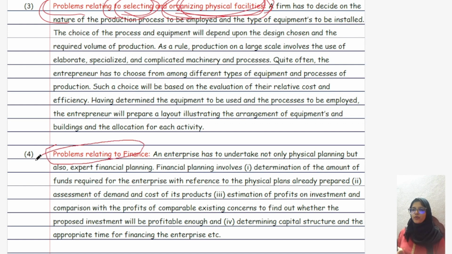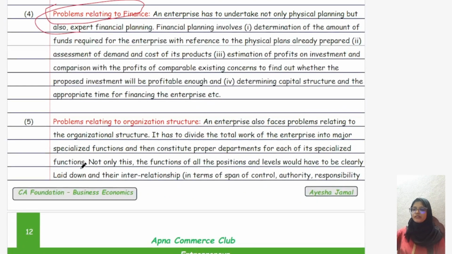Then we have problems relating to finance. Problems relating to finance are nothing but the determination of the amount of funds required for the enterprise with reference to physical plans already made. Okay, fine, I have already made a plan. Do I have that much money with me right now?